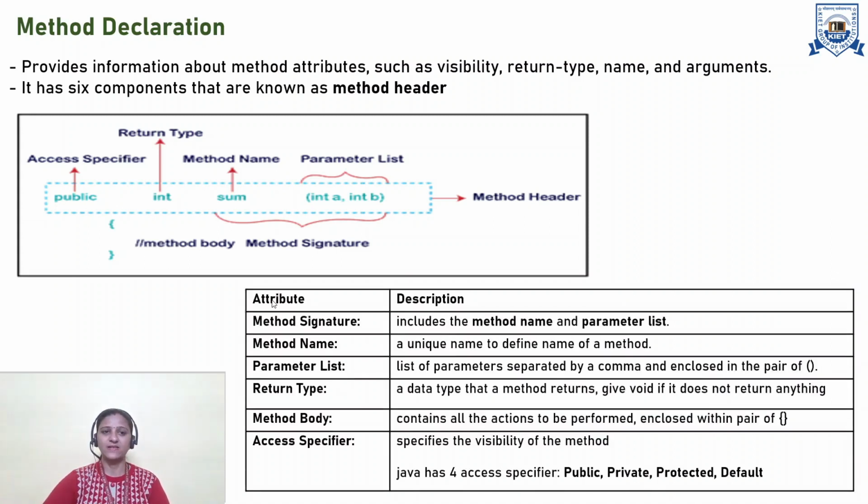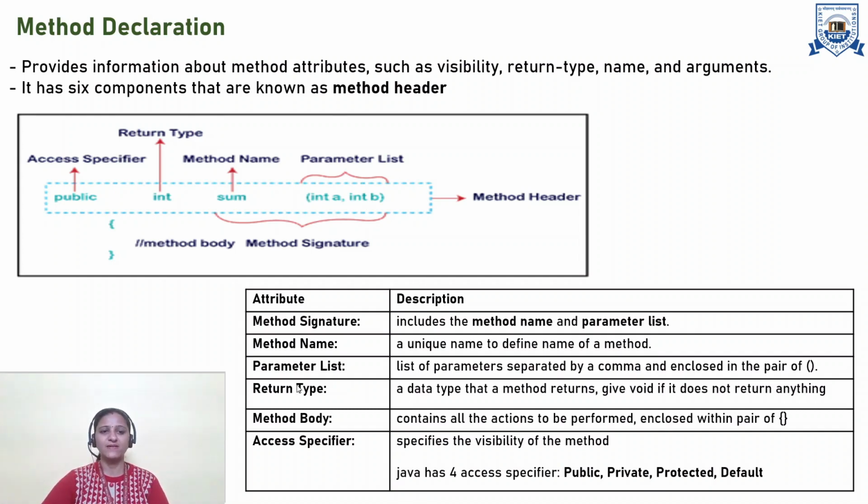So we'll start with the attributes of the method declaration. Method signature. This is the method signature. It includes the name of the method and the parameter list. Method name. It is a unique name to define any method. The parameter list. It is the list of parameters or the variables. They are separated by comma and they are enclosed within a pair of brackets.